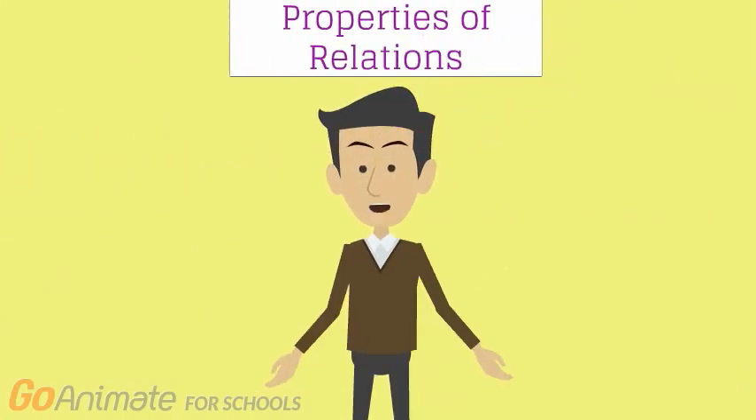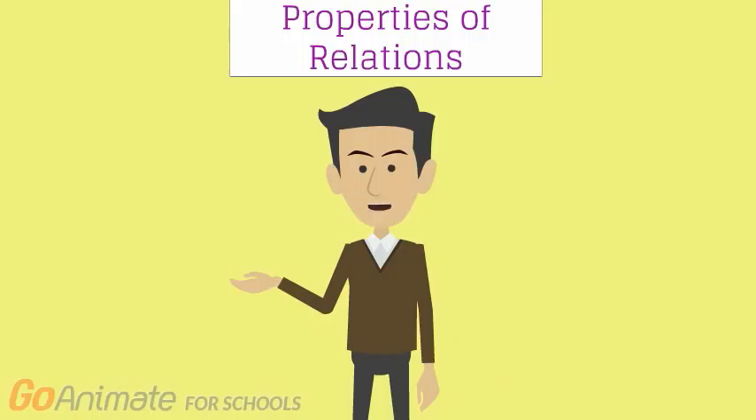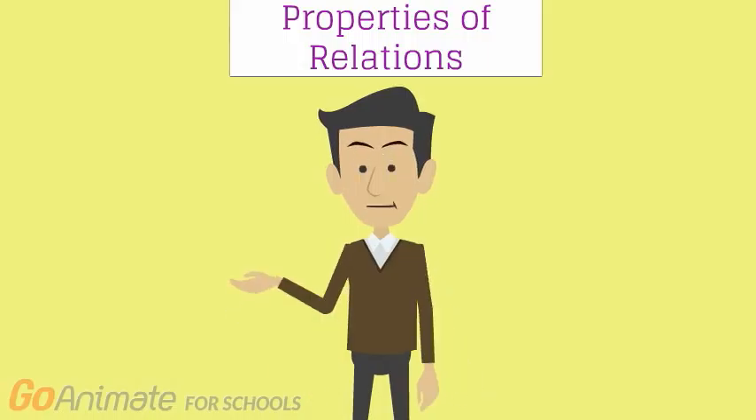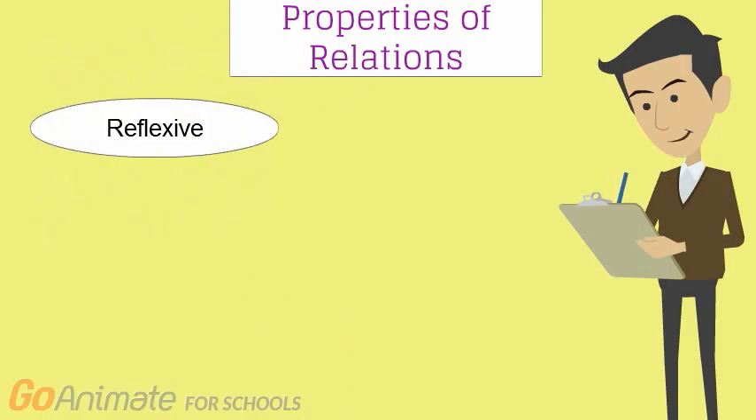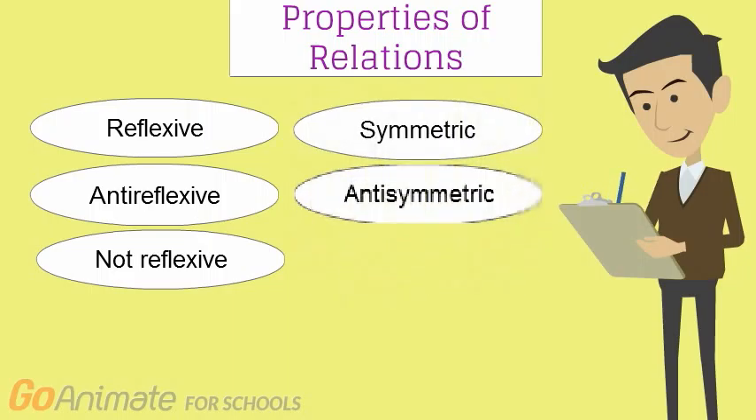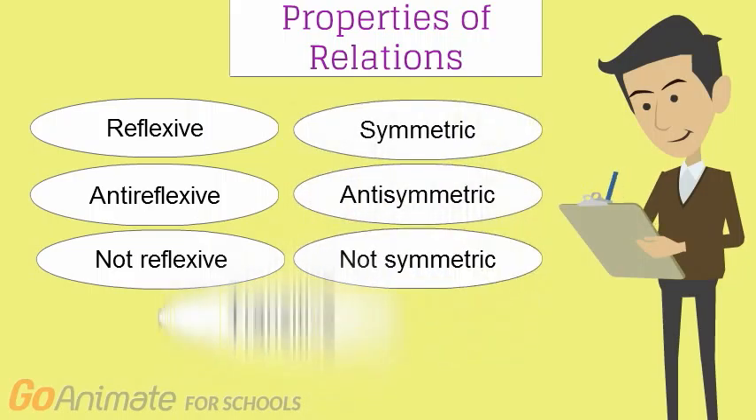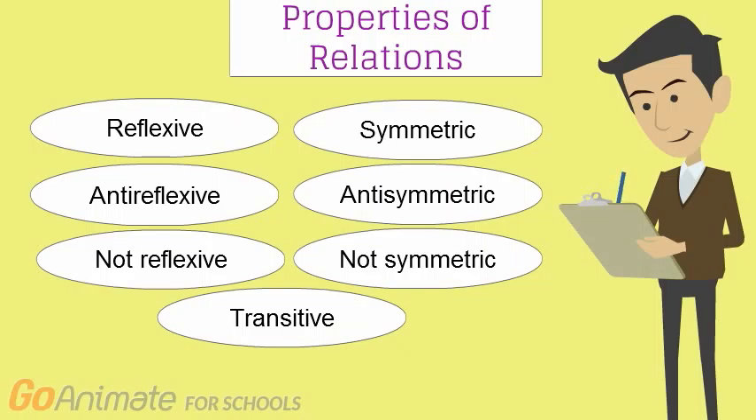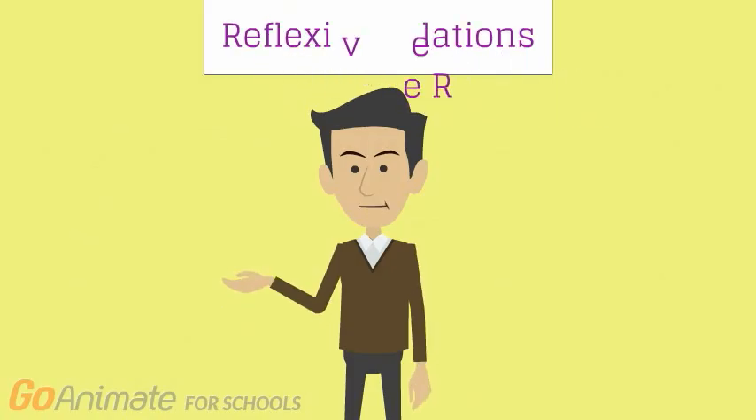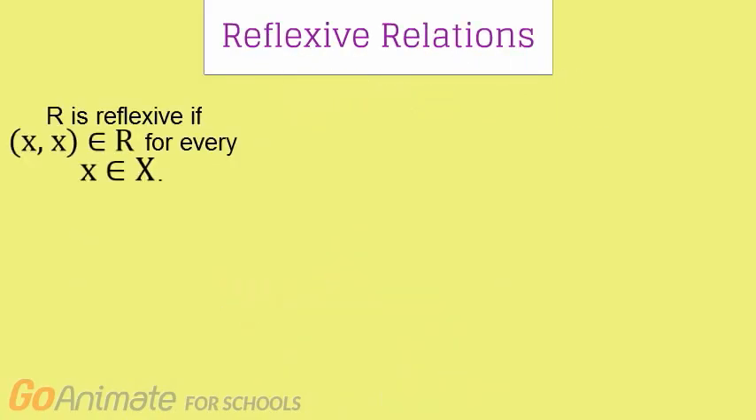There are several properties that can be used to classify relations on a set. Some of the important ones are as follows: reflexive, antireflexive, not reflexive, symmetric, antisymmetric, not symmetric, transitive. Let's look in detail at the properties of reflexive relations. R is reflexive if the ordered pair (X, X) belongs to R for every element X of the set.